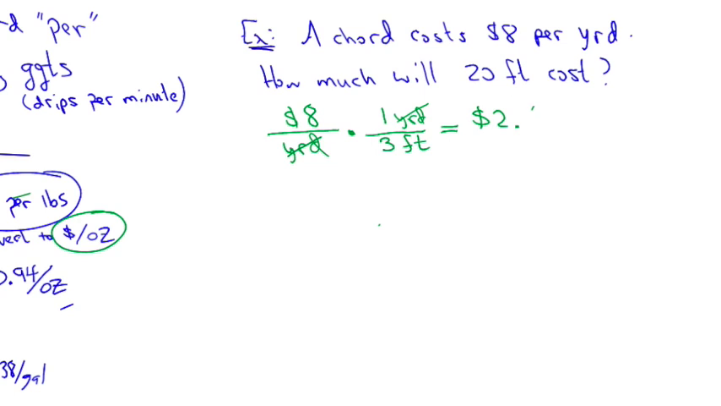2.66, 2.67. Always round up when the decimal to the right is 5 or bigger. Now this is $2.67 per foot.